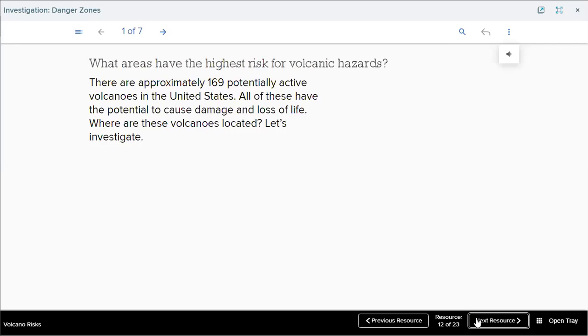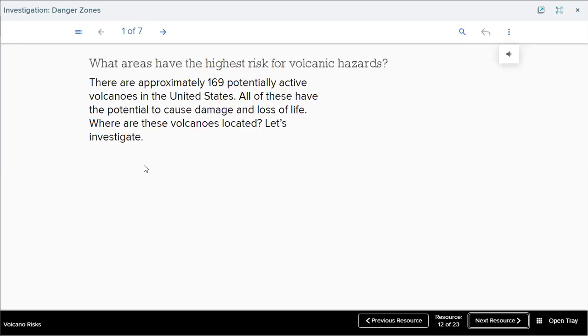Danger zones. What areas have the highest risk of volcanic hazards? Okay, can you read, Faisal? It has the highest risk for volcanic hazards.